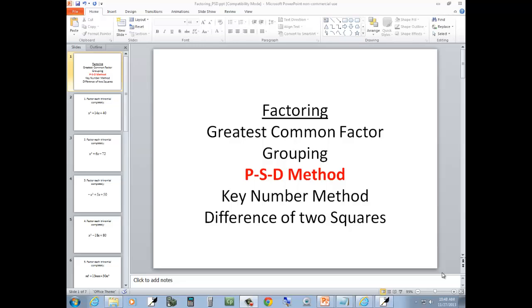PST method is 3 terms of the form x squared plus bx plus c. Then you don't have a number in front of your x squared. Key number is 3 terms. When you have the form ax squared plus bx plus c, you have a number before your x squared. Difference of squares is 2 terms and minusing it. In this video, we're taking a look at the PST method.